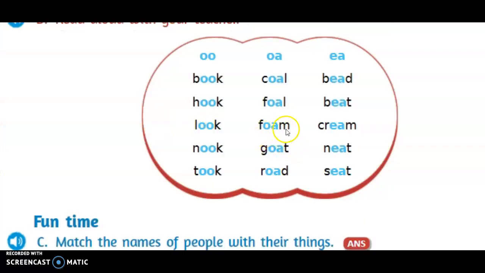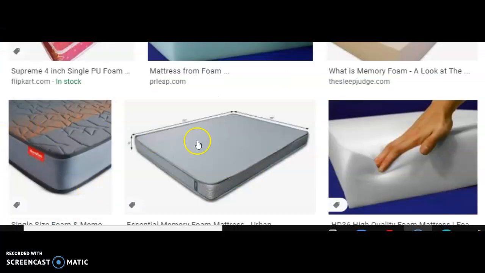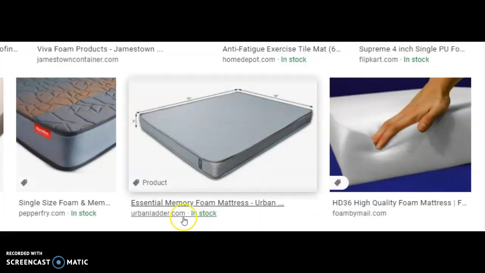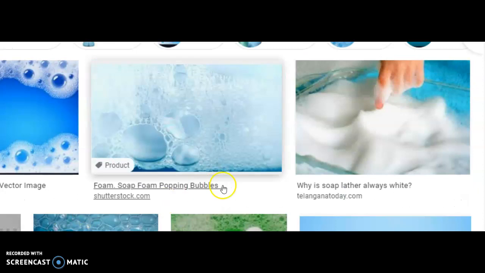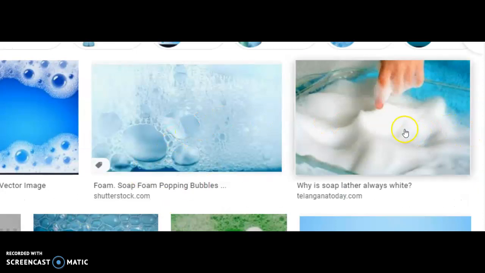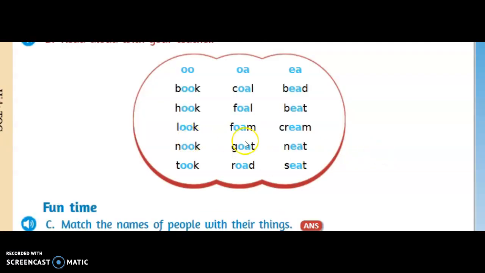Next is foam. This is the picture of foam. There is one more meaning for foam. The lather you get when you use soap is also called foam. So, children, you have two meanings for foam. Next is goat. You all know what a goat is. Next, road.